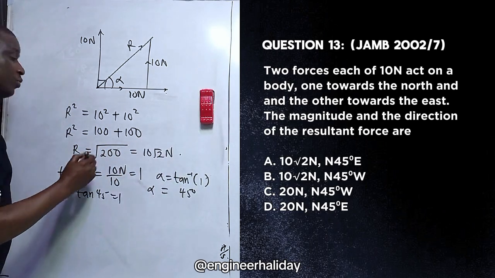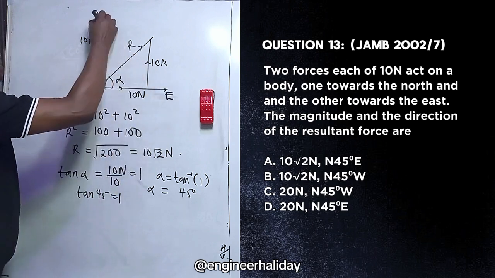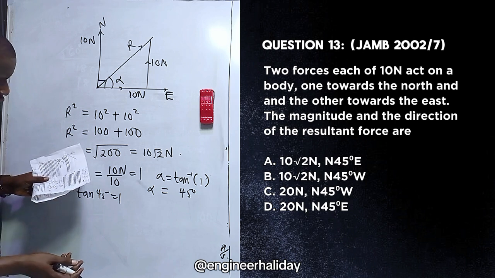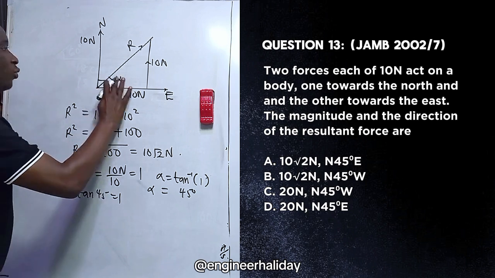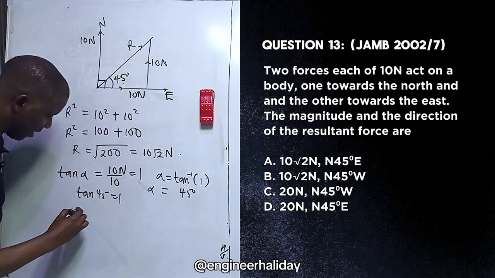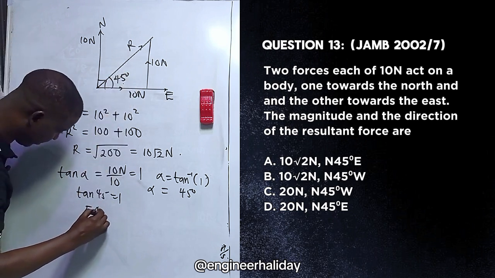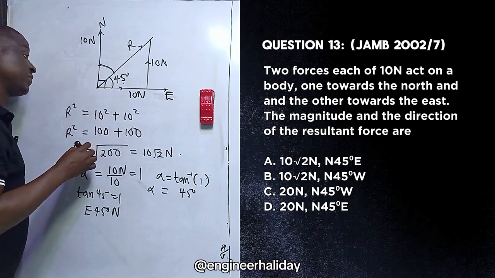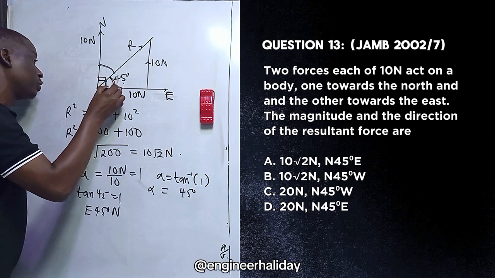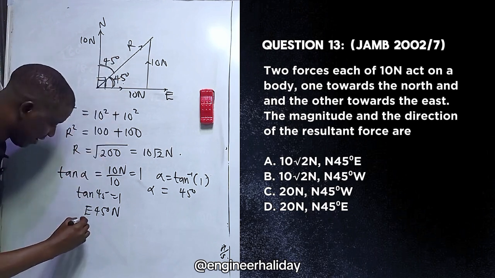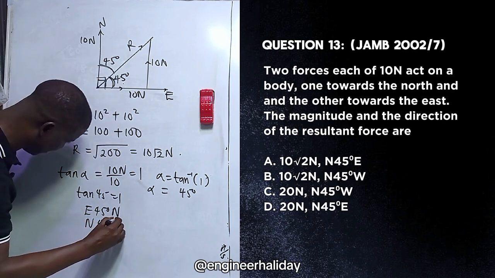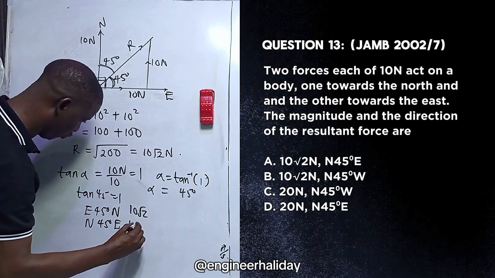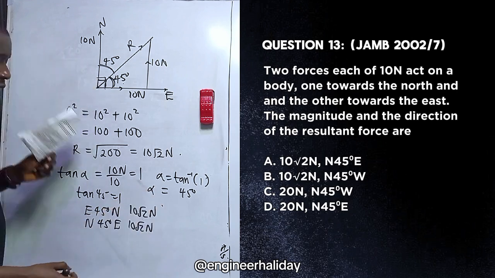Now, knowing that this is east and this is north, according to the question, because they said one is towards the north and the other towards the east, this angle is 45 degree. So we can write it as east 45 degree north. Or this other angle will also be 45, because 90 minus 45 equals 45 here. So you can write it as north 45 degree east. Any of the directions is correct. Just add 10 root 2 Newton to it. So any one of them is correct.